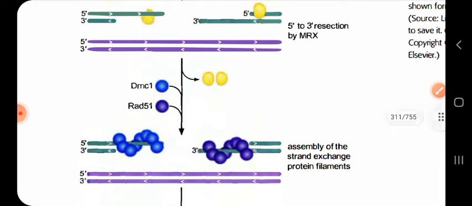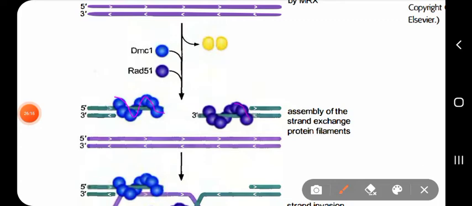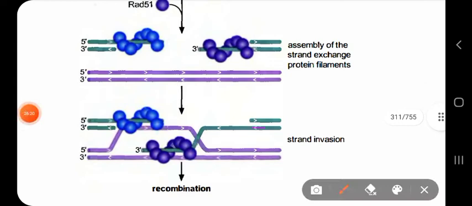You can see here DMC1 and RAD51 bind like a Rec filament, and they cause the strand invasion here, just like RecA does in prokaryotes, and carry out the recombination process.